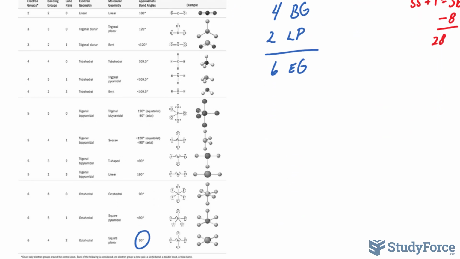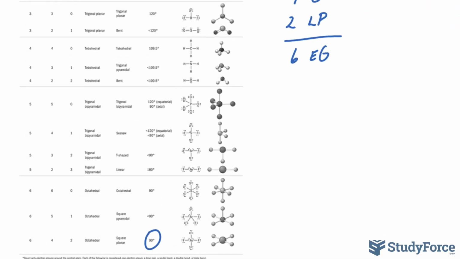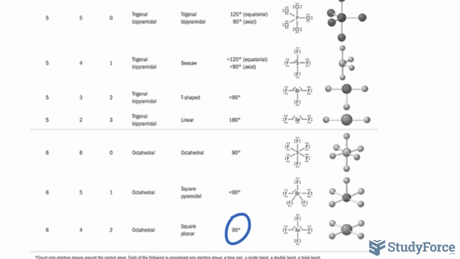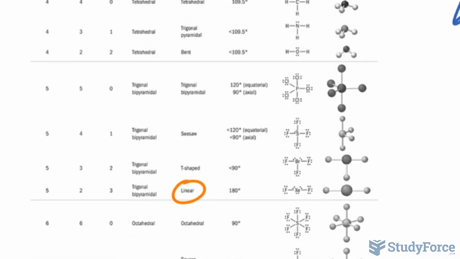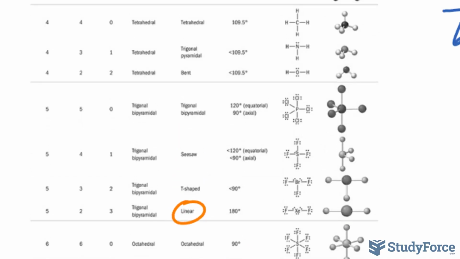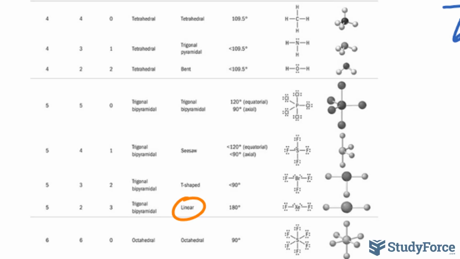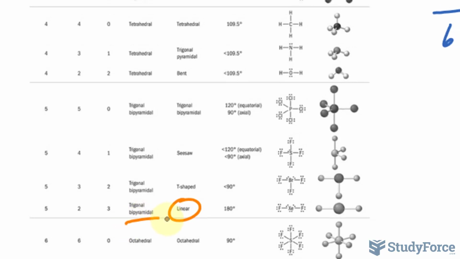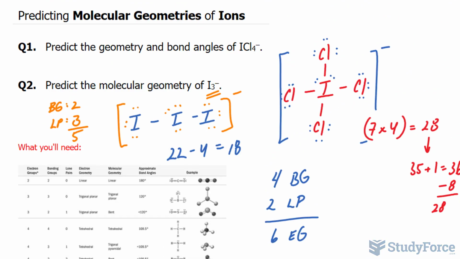Using this chart, I apologize if it's small, we have 5, 3, and 2. That means we have a linear molecular geometry. That also means that this will be perfectly straight at 180 degrees, forming the electron geometry of a trigonal bi-pyramidal, if you're curious. And there you have it. 2 more examples on how to predict molecular geometries, namely of ions.